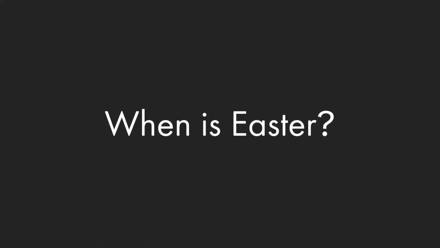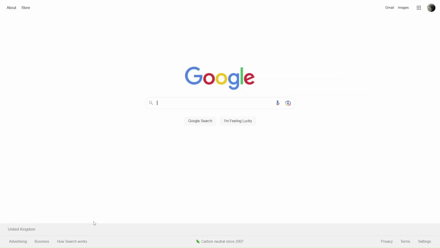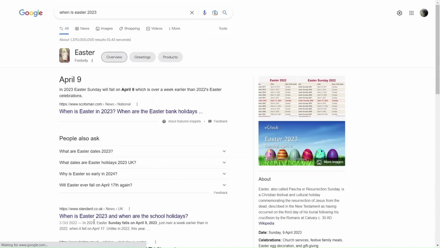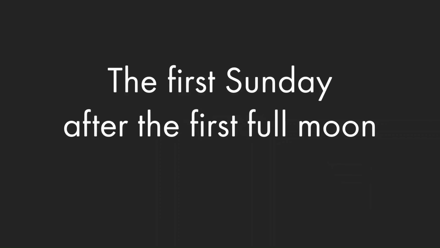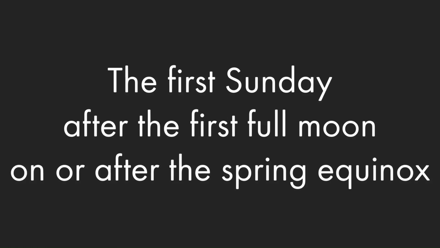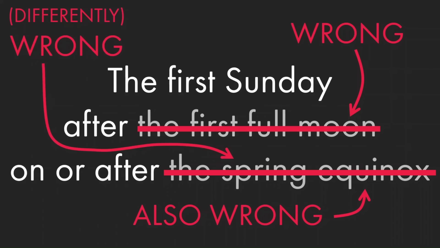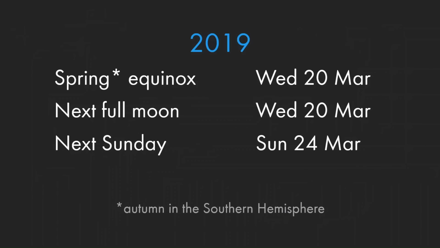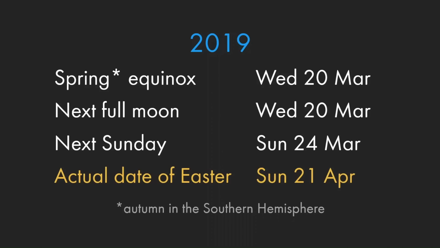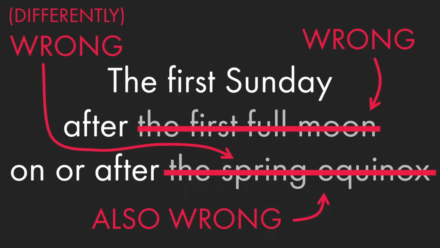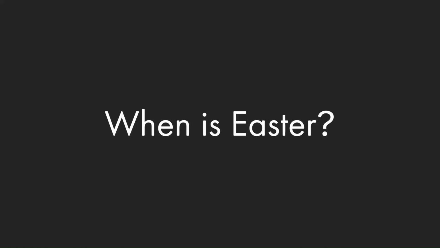There are two answers that people usually give to this question. Answer 1. Hang on. It's the 9th of April. Answer 2. Easter falls on the first Sunday after the first full moon on or after the spring equinox. This answer is wrong, and not just because if you live in the southern hemisphere, Easter happens in the autumn. If you'd followed this formula in 2019, for instance, you would have ended up celebrating Easter a month before everyone else. What's going on? Why doesn't this formula work, and when is Easter actually?